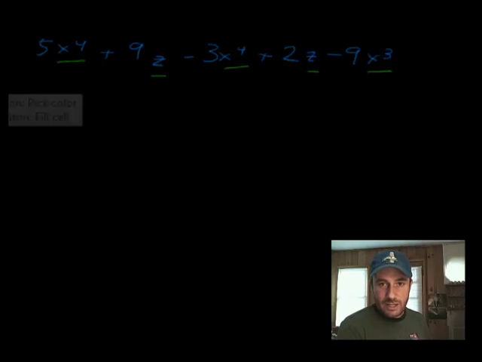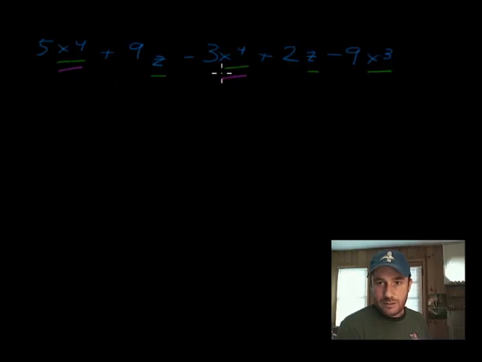So first of all, we have these x to the fourth powers. See how those are both similar? So now we take those two numbers, 5x to the fourth and negative 3x to the fourth, and that makes 2x to the fourth. And then we have a couple of other like terms.